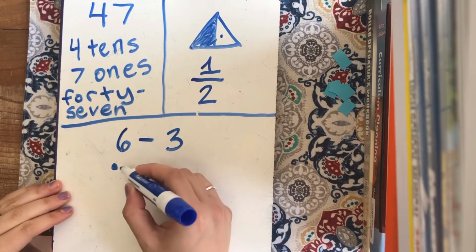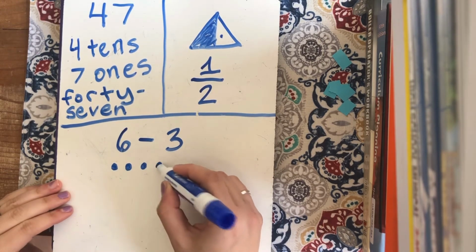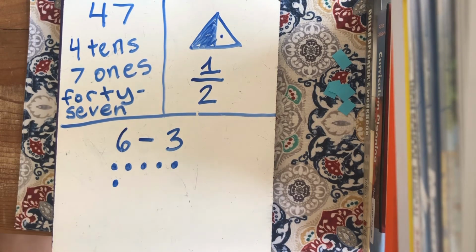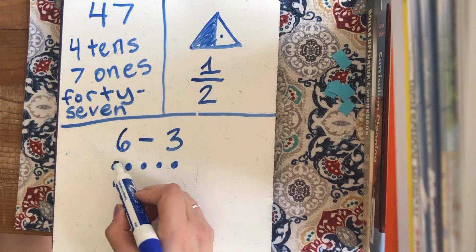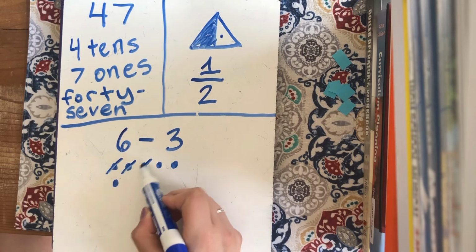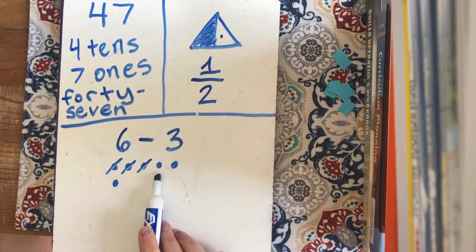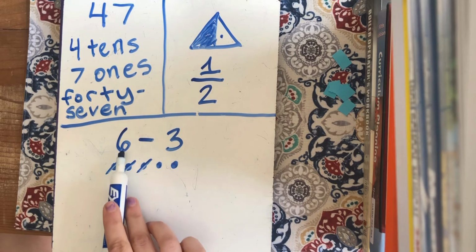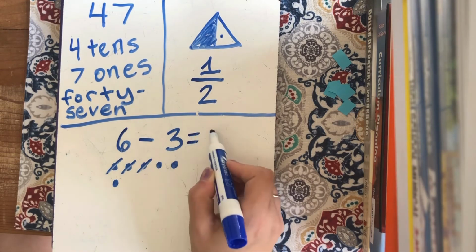So we've got 1, 2, 3, 4, 5, 6. And we're not going to draw the 3 because remember, subtraction means that you're taking away. You're taking away from one of those numbers. So 6, here we go. We're taking away how many? 3. So this is where the 3 comes into play. You're going to take 3 away. 1, 2, 3. How many does that leave you with? 1, 2, 3. So 6 minus 3 equals 3.